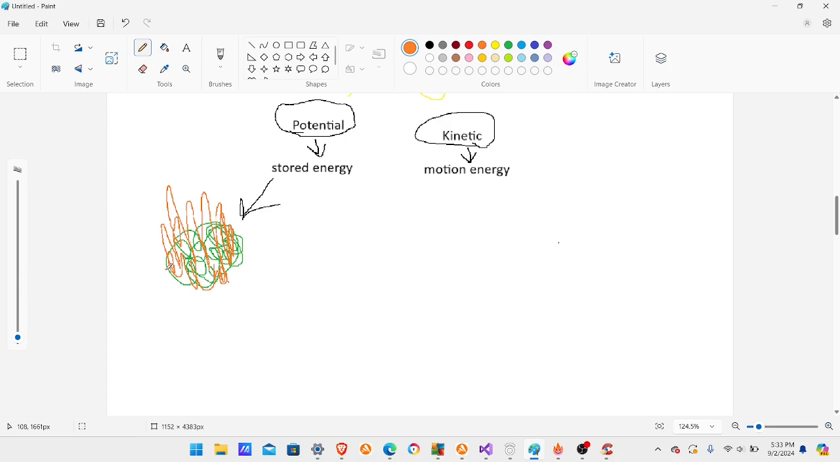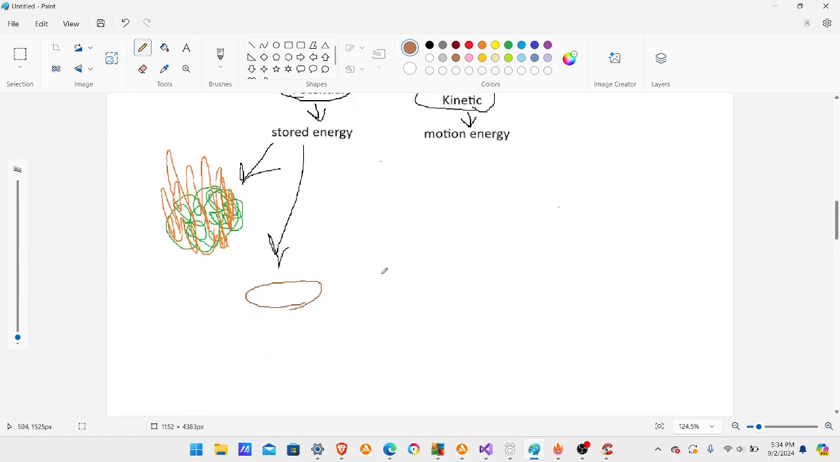And then moving on to the next type of energy, we have mechanical energy. Have you ever stretched out a rubber band? When you stretch out that rubber band, it's actually storing potential energy. It's storing mechanical energy. When you release that rubber band, it becomes kinetic motion energy. So that would be an example of that. So, yeah, rubber band.